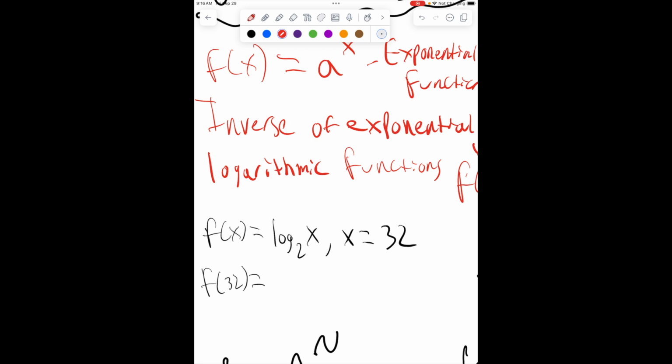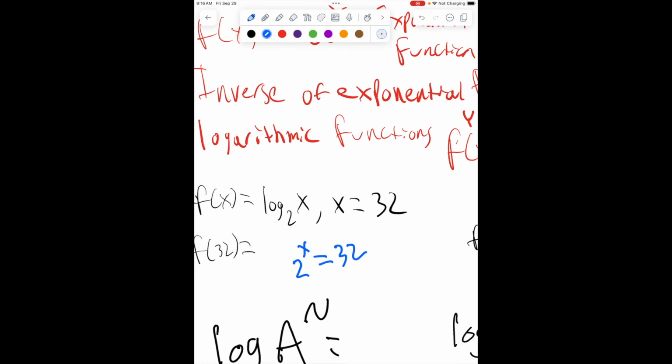Well, I know that I could rewrite log base 2 of x as like saying 2 to what power equals 32. And if I'm thinking, okay, 2 times 2 times 2, that's 8. Times 2 is 16. That's 4. Times 2 is 32. So this function, log base 2 of x, when x is 32, so log base 2 of 32 equals 5.